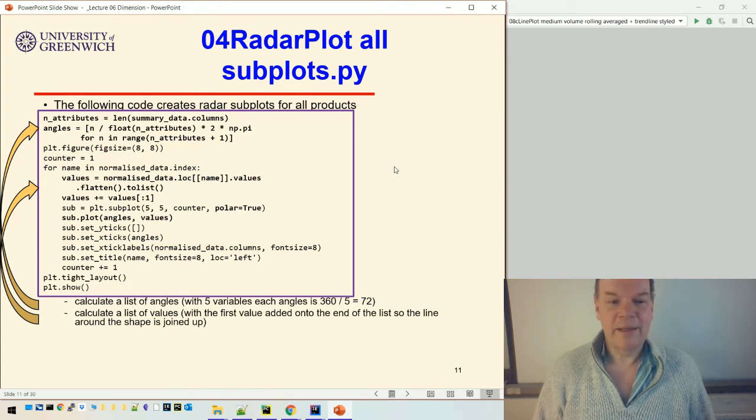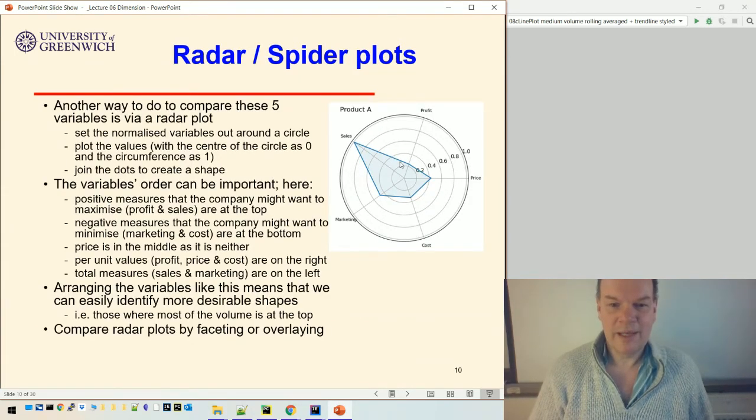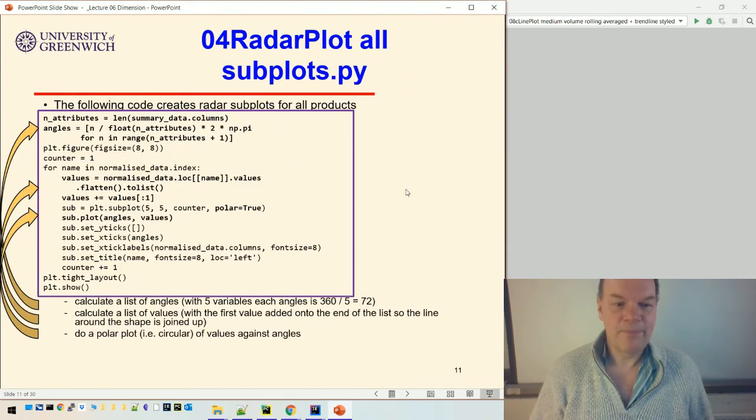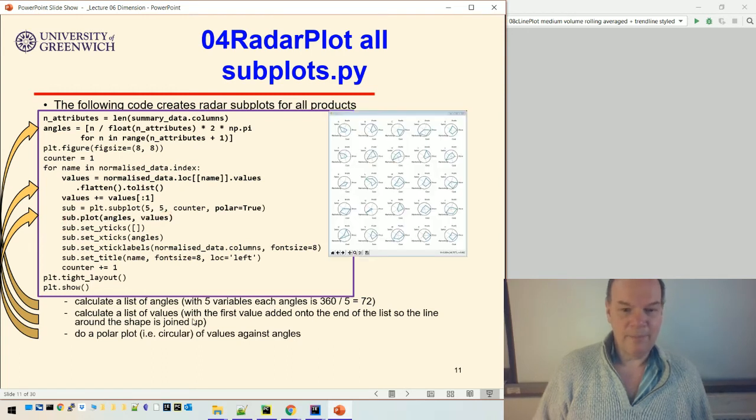Then we calculate a list of values for each product, and we normalize that, it's already normalized, and then we add the last one onto the end of the list. That's just so that when we create this shape, the shape connects up. Okay, and then we do what's called a polar plot. This line here does a polar plot, a circular one, and that's the result we get.